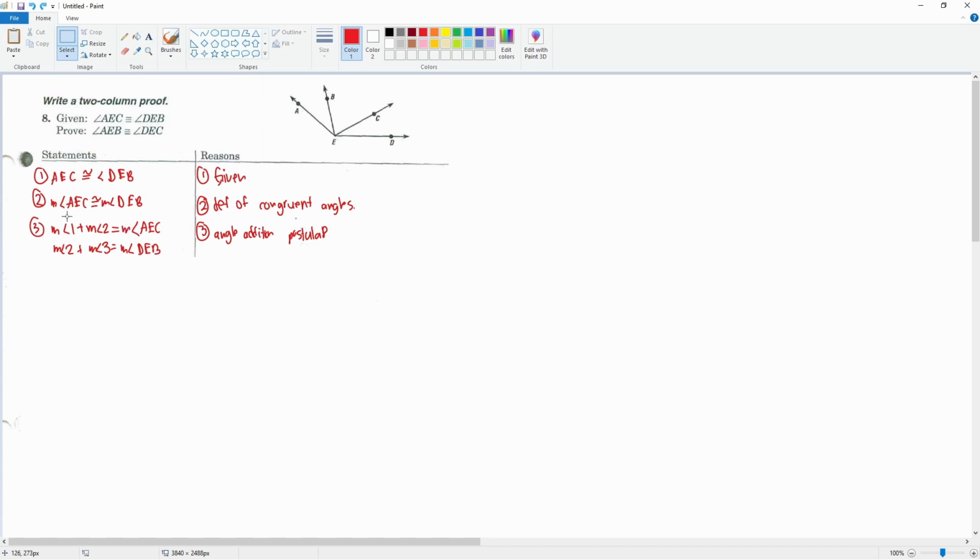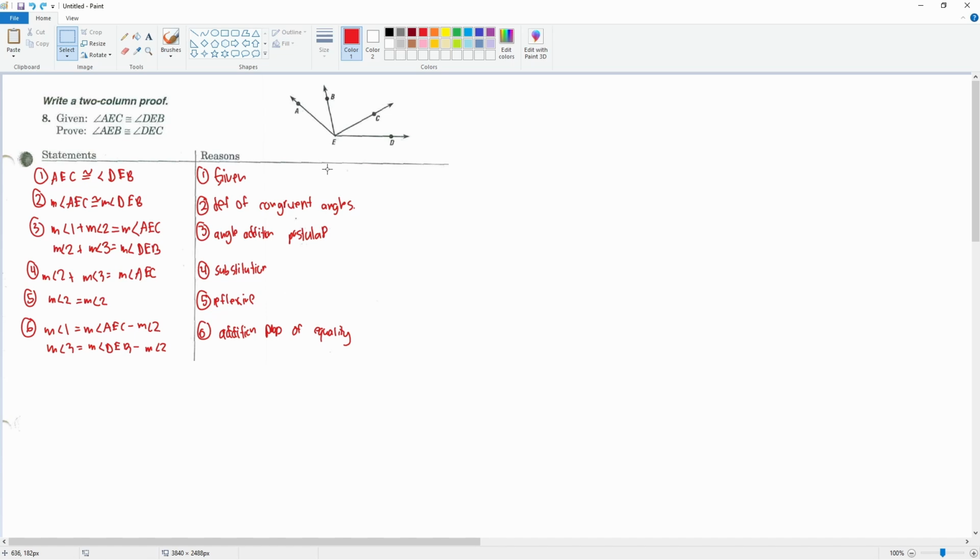So we add the measurement of 1 plus 2. That's going to give us AEC. The measurement of 2 plus 3 is going to give us DEB. Then after that, we can make some substitution. So I can replace the DEB with AEC. Then from there, we can use the reflexive property. Angle 2 is equal to angle 2.